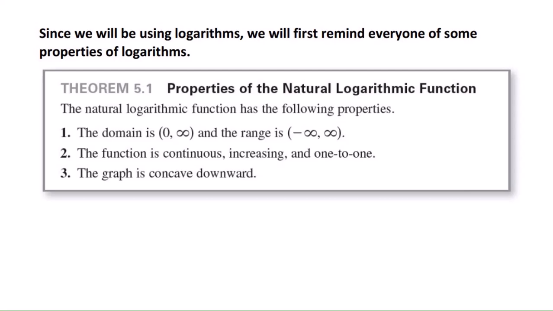Before we go any further, let's just take a quick look at some of the properties of the natural logarithm function. The domain is in the open interval from 0 to positive infinity, and the range goes from negative infinity to positive infinity. We're talking about a continuous increasing one-to-one function, which means it's got an inverse, and the graph is concave downward. Let's take a look at the graph.